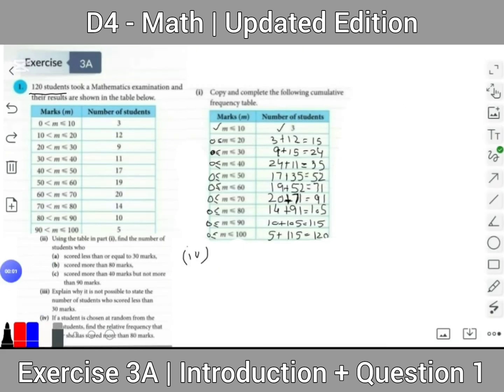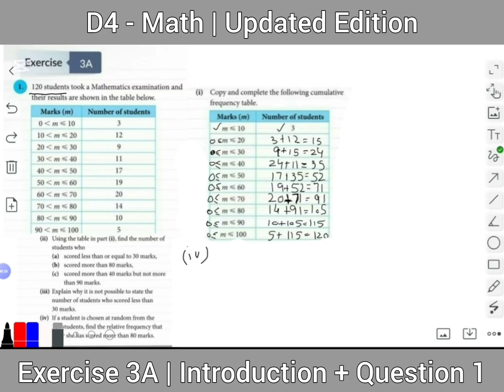Part 4. If a student is chosen at random from the 20 students, find the relative frequency that she has scored more than 80 marks. Since we have already found out the number of students who scored more than 80 marks in part 2b, and that was 15.